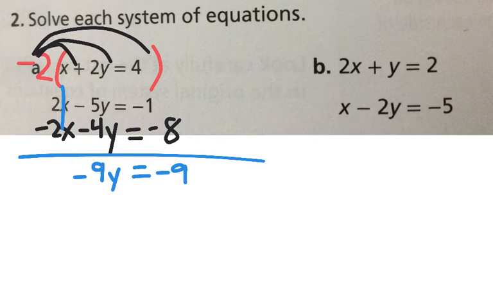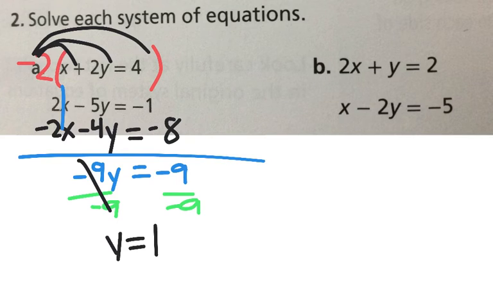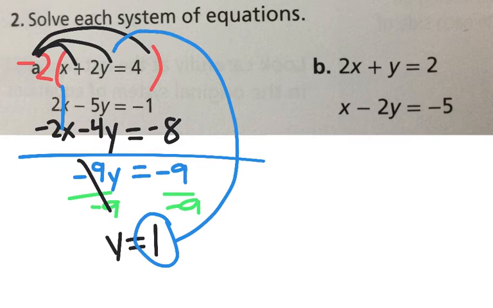y is being multiplied by negative 9. I'm going to divide by negative 9. That's going to leave me with y equals 1. I now know what y is. I can take that and plug it into any of the equations I've worked with so far. I would pick the very top one.